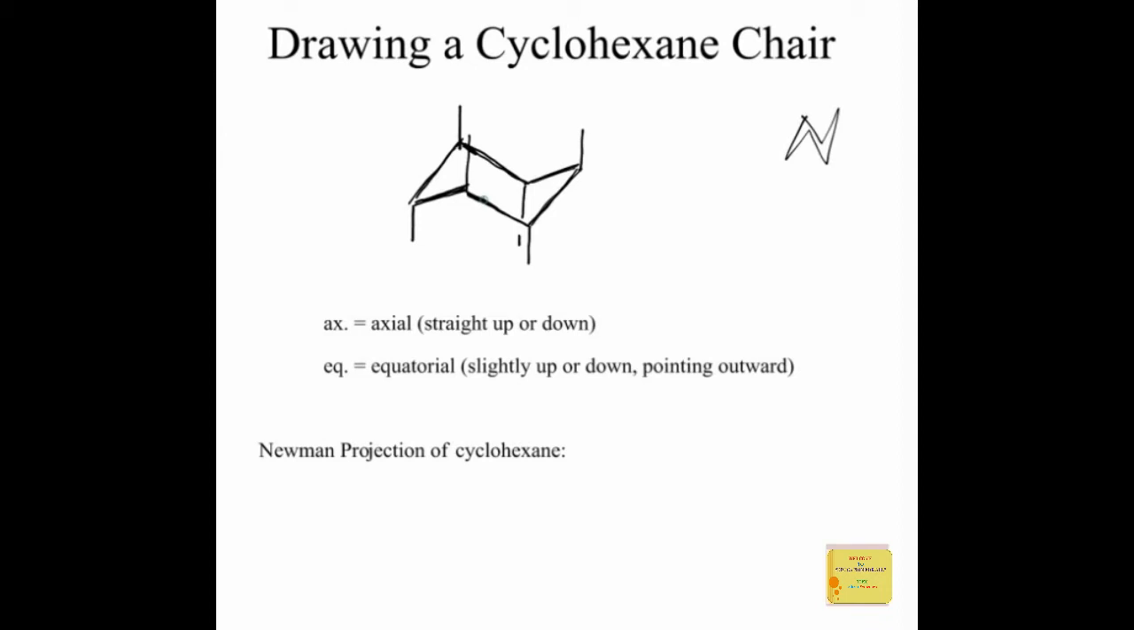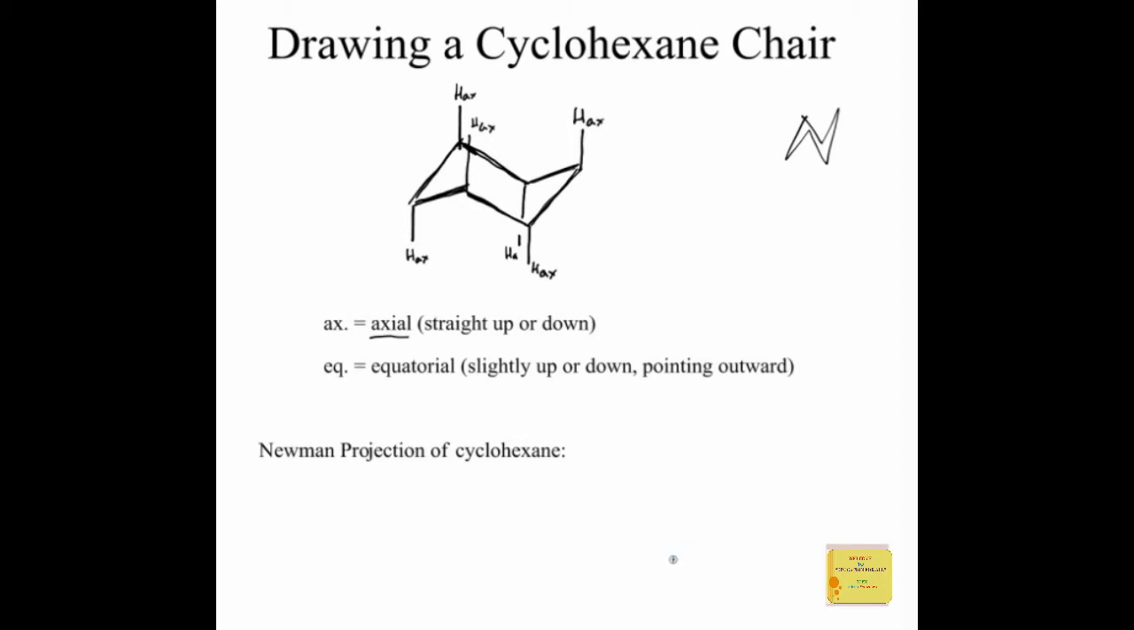Okay, so we have these 6 positions that are all straight up and down. We call these axial positions, so let's label these as axial hydrogens. I'm sorry, 3 that are straight up and 3 that are straight down. Those are the easiest ones to put on first.